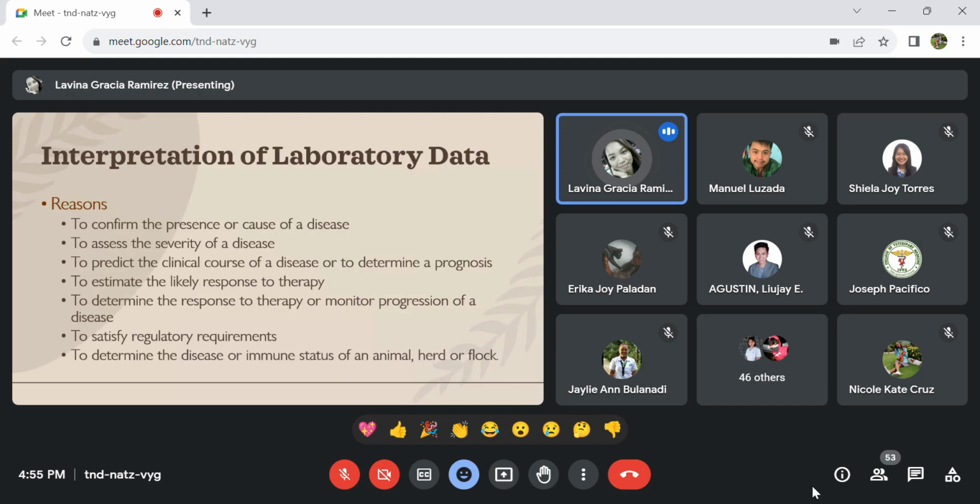Okay, so the reasons for laboratory data interpretation: just to confirm the presence or cause of a disease, and to assess the severity of a disease. With that, you can also predict the clinical course of a disease or determine the progression. That is why it is always said that you should have a good record. With that, you can follow the progression of the disease. This can also estimate the response to therapy and determine whether the therapy is effective or not.